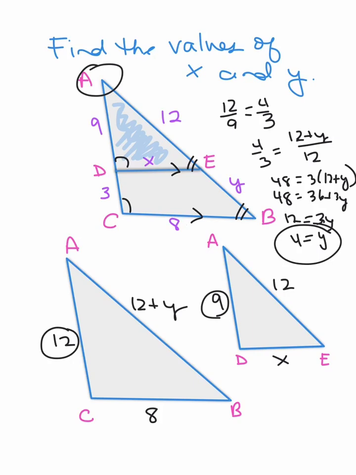Now I'll do the same thing for X. Again, my scale factor I found to be 4 over 3. And I'll use 8 over X, right? CB is in proportion to DE. So that gives me 4X is equal to 24. So X is equal to 6.